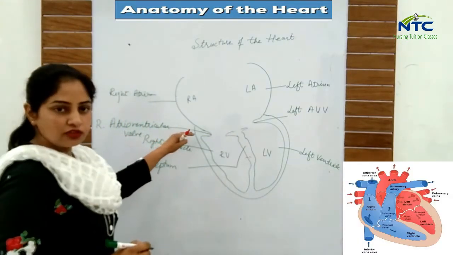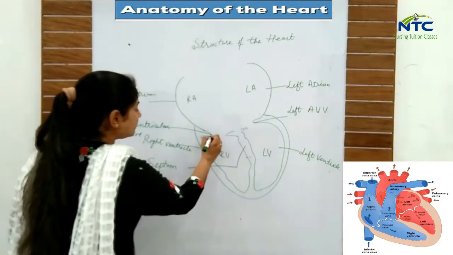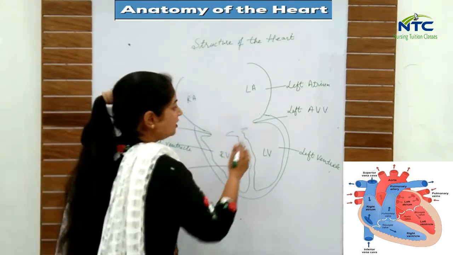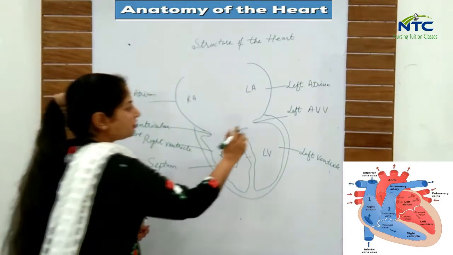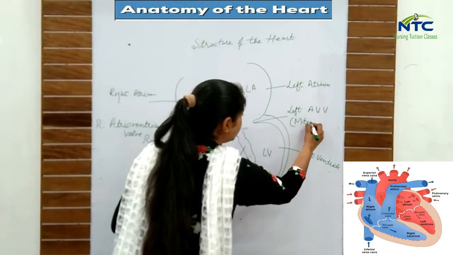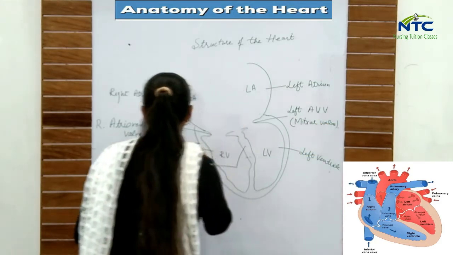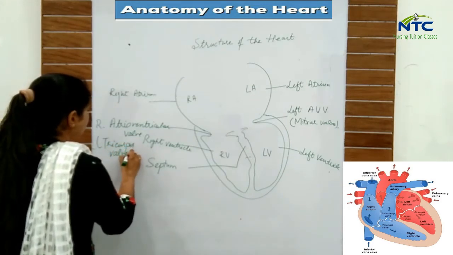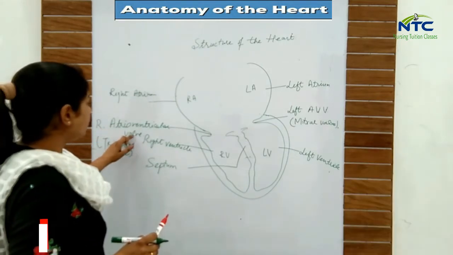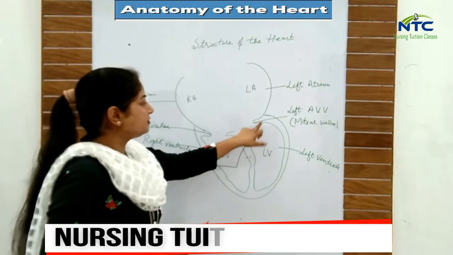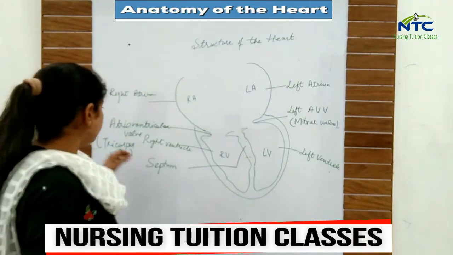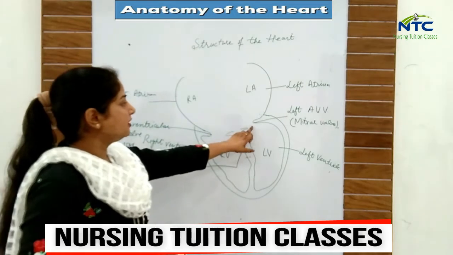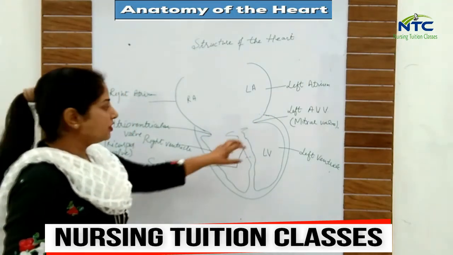The right sided atrioventricular valve has 3 cusps, so that's why it is called the tricuspid valve, and the left atrioventricular valve has 2 cusps, that's why it is called the mitral valve. Commonly we can say right atrioventricular valve and left atrioventricular valve. The second name of the right side valve is tricuspid valve because it has 3 cusps, and the second name of the left atrioventricular valve is mitral valve because it has 2 cusps.